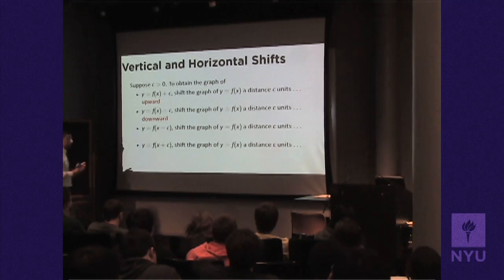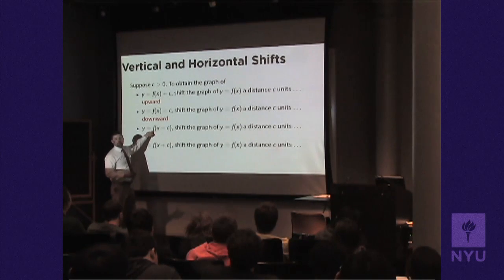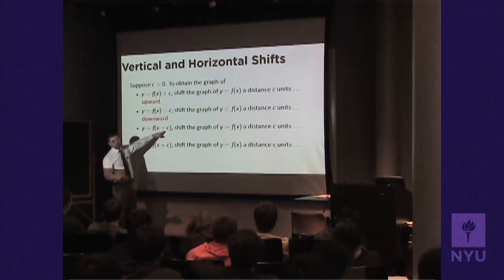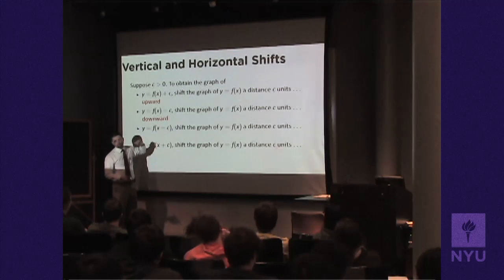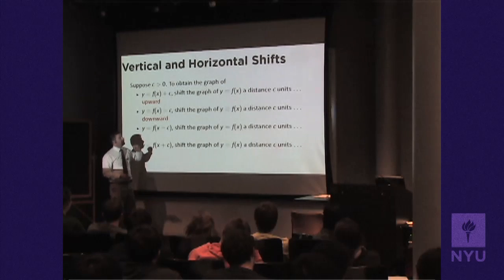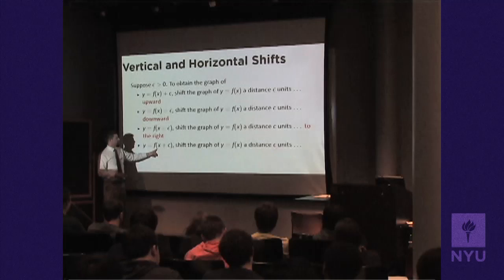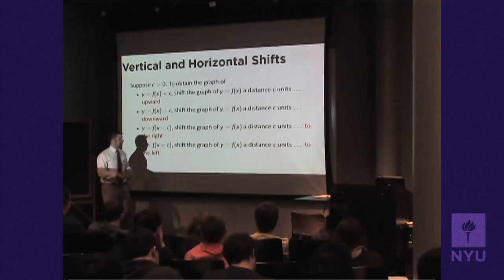If you apply the transformation before you take the function, then counterintuitively, the transformations go in the opposite direction. So if c is a positive constant and you subtract it from x before you apply f, then you're moving the graph to the right by c. And if you're adding to x, then you'll be moving the graph to the left by that constant.